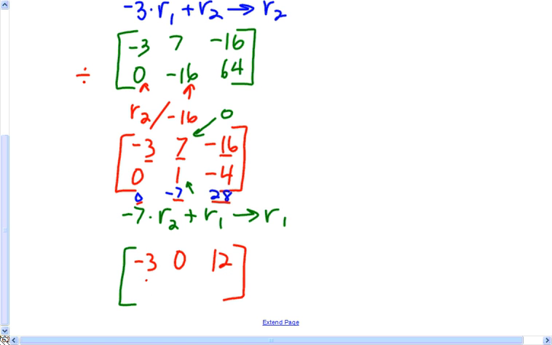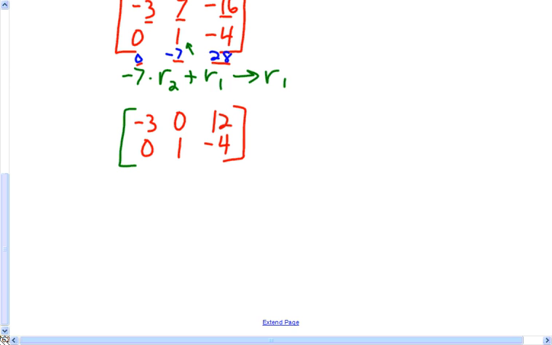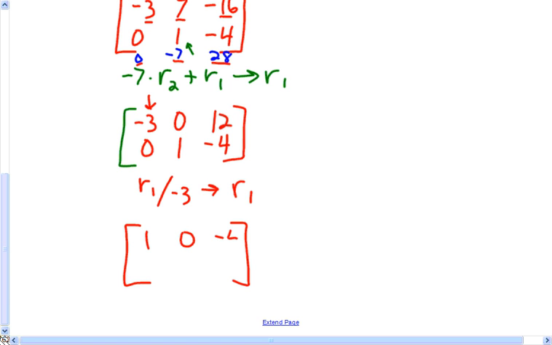The bottom row I'm going to leave the same because that's already a solution, so we don't want to mess with that. Now I have the 0 where I want it in row 1. I just need to take row 1 and divide that by negative 3, and that'll give me a 1 right there. Negative 3 divided by negative 3 is 1, 0 divided by negative 3 is 0, 12 divided by negative 3 is negative 4, and my bottom row is already solved. So my solution is negative 4, negative 4.